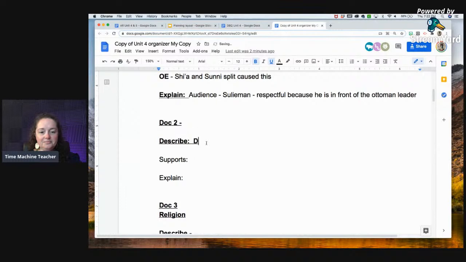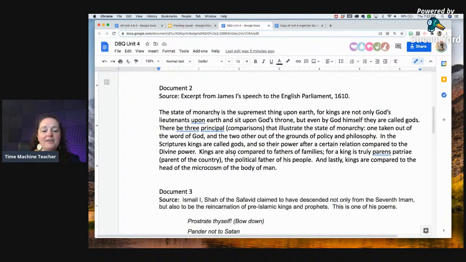Start typing it. Divine right of kings, right? That God sets kings up, and therefore, even if they're a bad king, they still have the right to rule because God set them up. Yes, Tobenna, you got it. I just typed a little bit quicker than you. But yes, divine right of kings. That's what he's talking about. The king represents God.